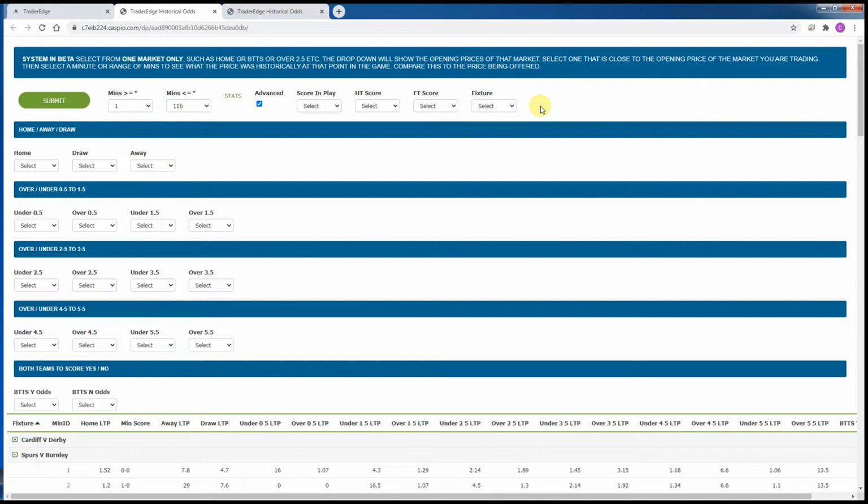You've got both teams to score yes, both teams to score no, over 1.5, 2.5, 3.5, 4.5, 5.5, the main markets that everyone trades. Or if you want the draw price, you can see what happens to that. Or if you just wanted to be really general and find out across the database what happens in the first 10 minutes of a game for everything in the database, and it'll show you by fixture.